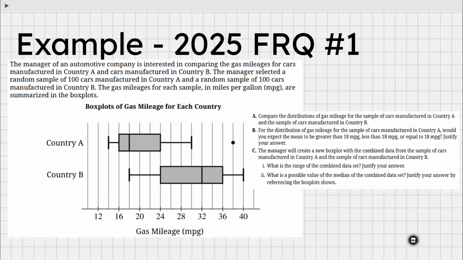Okay. Outliers, we talked about it. Does one of them have an outlier? Answer is, yeah, this guy's got an outlier. When you're defining an outlier, you can give the value, but at the very least, you should give it a location and a count. Country A has one high outlier. That's all I need to do. Country A has one high outlier. Okay.